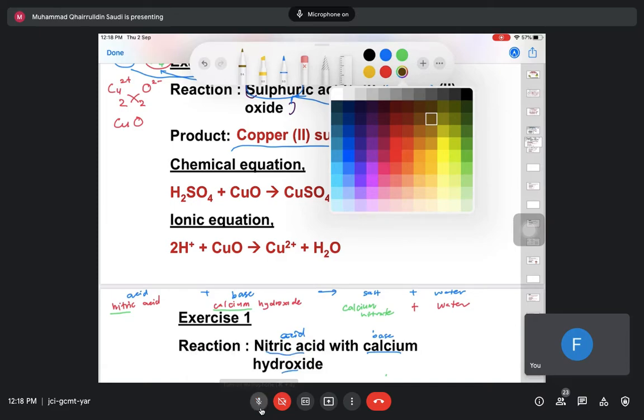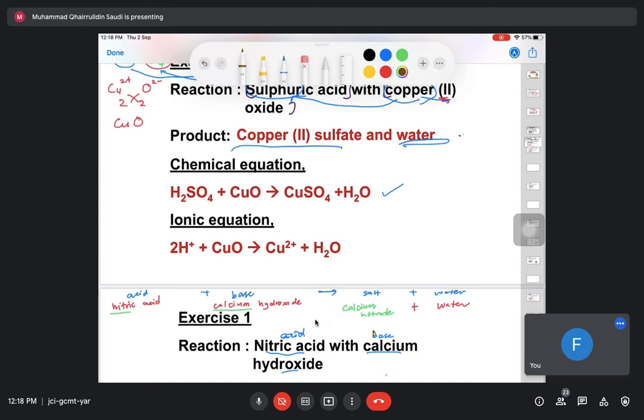Okay. Now kita tengok how can we write the chemical formula. Okay, nitric acid. What is the formula for nitric acid? You should know by now. H. Good. HNO3.